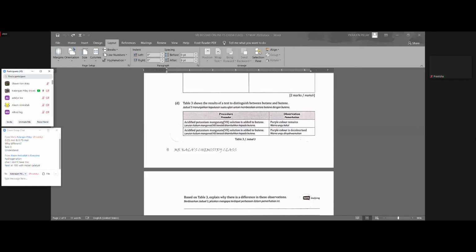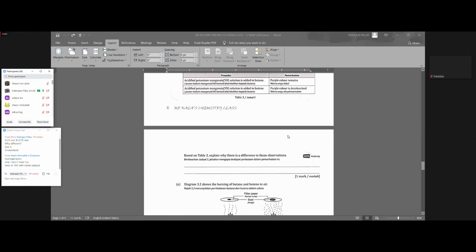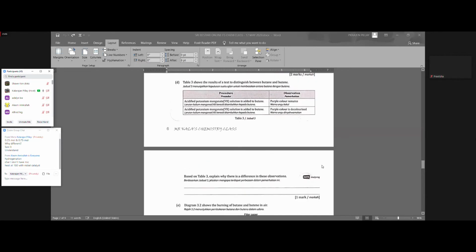Acidified potassium manganate is added to butane. Purple color remains, no change. Acidified potassium manganate is purple. Acidified potassium manganate is added to butene, purple color, this color, right? Why is that different? Only giving 1 mark. So you just say butane is a unsaturated hydrocarbon, while butene is a saturated hydrocarbon.